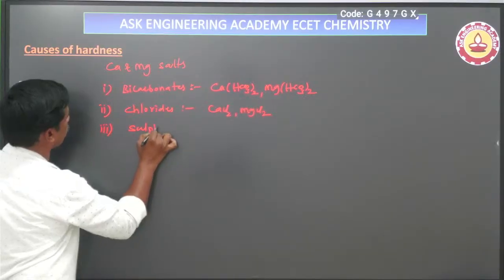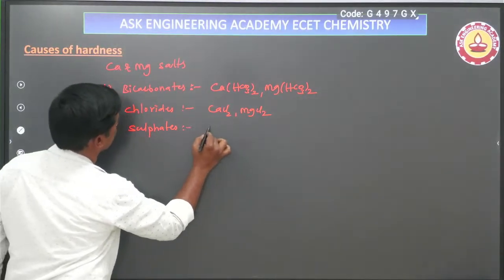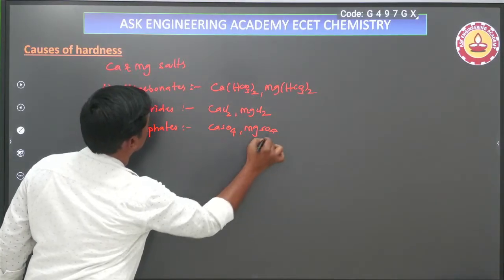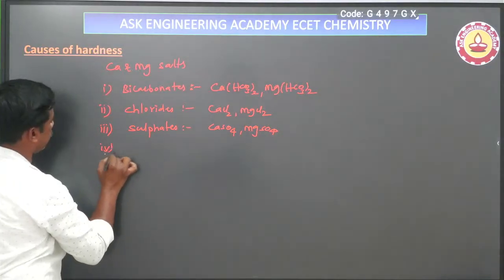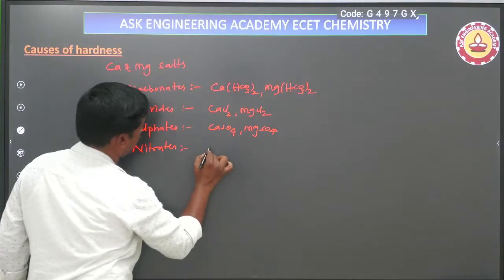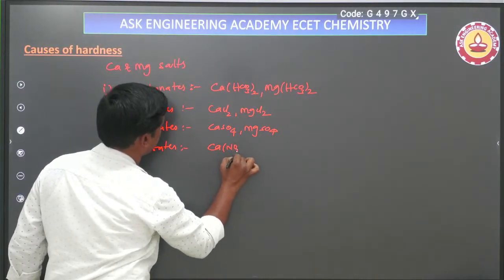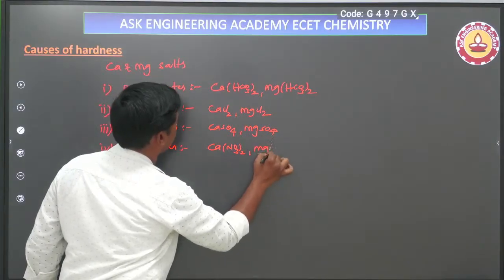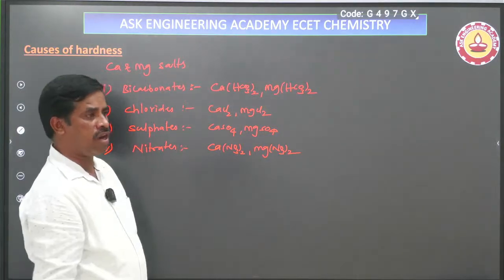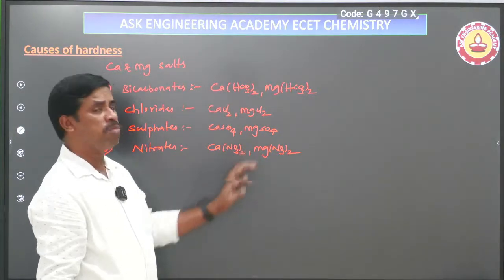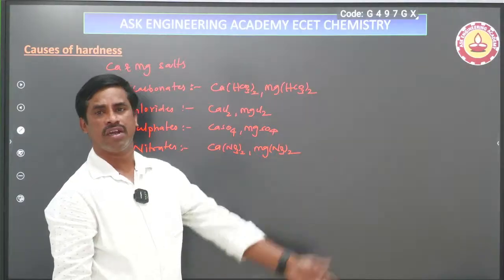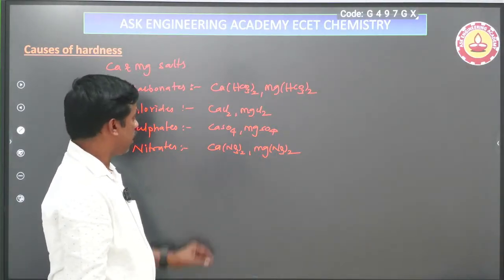Next, third one, sulfates, CaSO4, MgSO4. Next, nitrates. What are nitrates? Here I am writing Ca(NO3)2, Mg(NO3)2. These are the salts producing hardness. If these salts are absent in the water, that water automatically gives much lather, and then that water is treated as soft water. Okay, it is clear.